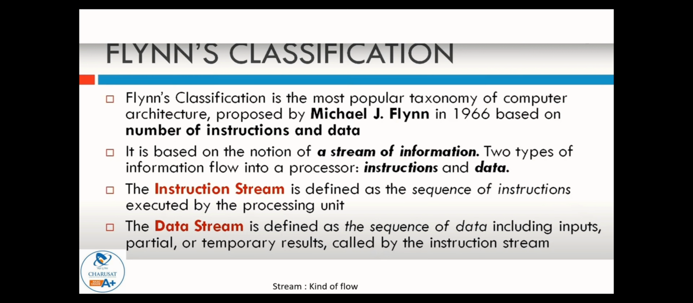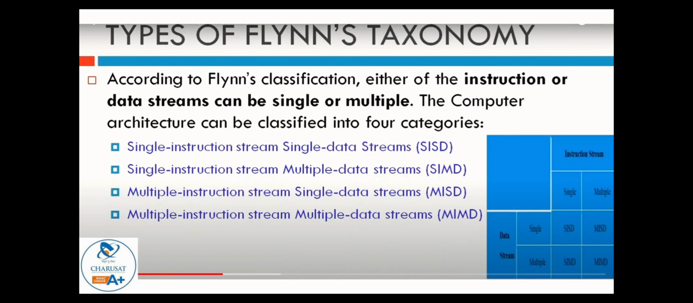What is meant by stream? Stream is basically known as a kind of flow: instructions and data. The instruction stream is defined as the sequence of instructions executed by the processing unit, and the data stream is defined as the sequence of data including inputs, partial or temporary results, called by the instruction stream.